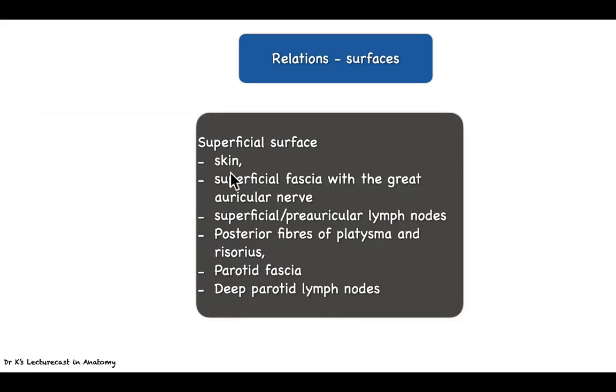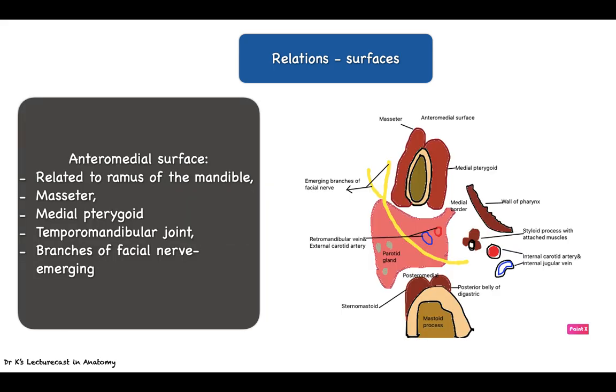Superficial surface relates to S and S. So skin, and when we remove the skin, we can see superficial fascia. One point you should remember is the skin over the parotid gland is supplied by the great auricular nerve. So the superficial fascia along with the great auricular nerve. Some superficial lymph nodes are seen. Posterior fibers of platysma and risorius. These are the muscles of facial expression, parotid fascia and deep parotid lymph nodes. From superficial to deep, you are reading these relations.